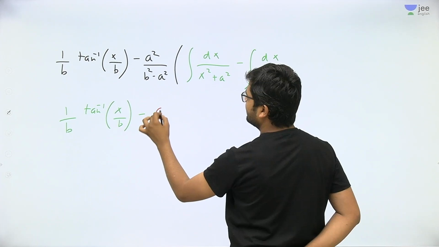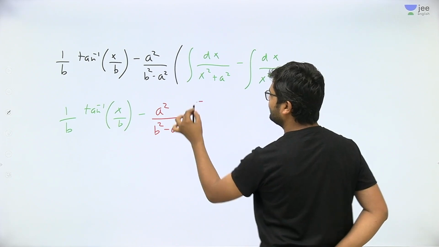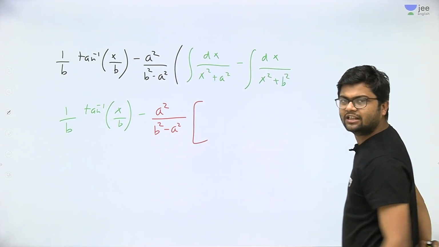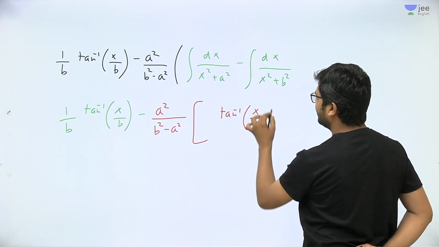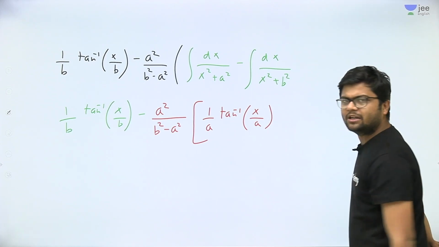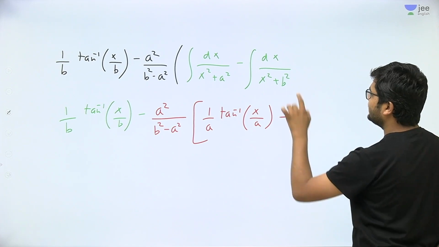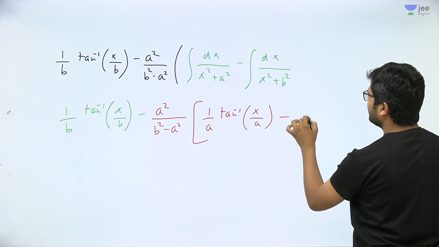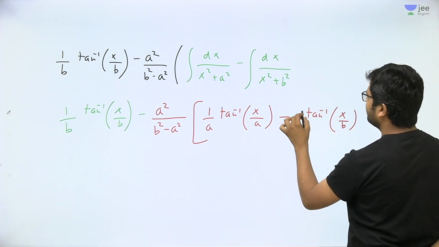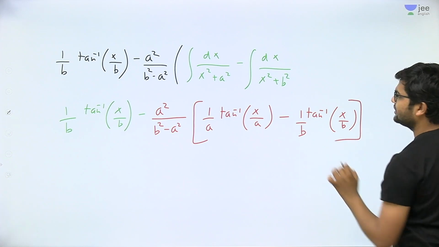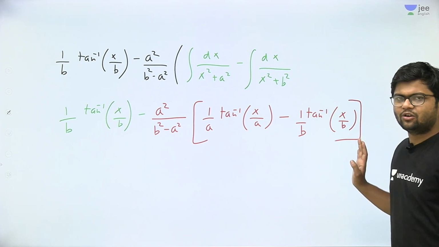This is written as minus a square upon b square minus a square, and what will this integral come out? This integral will be tan inverse of x upon a into 1 upon a. I think everybody must have got it. And this will come out as minus tan inverse of x upon b into 1 upon b. I think everything is clear. Everything is perfectly fine, no issue with that.